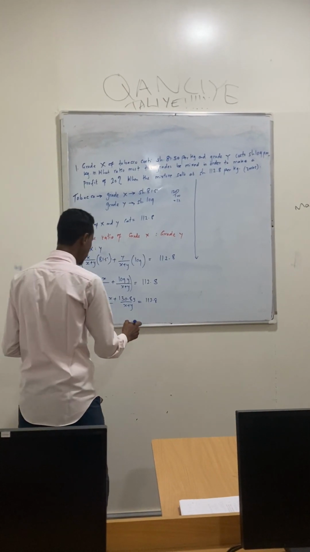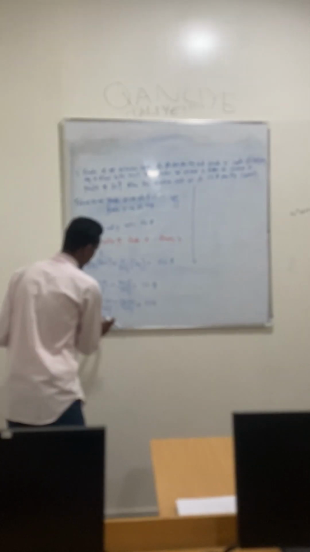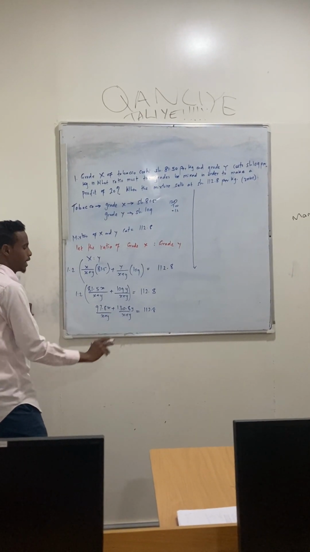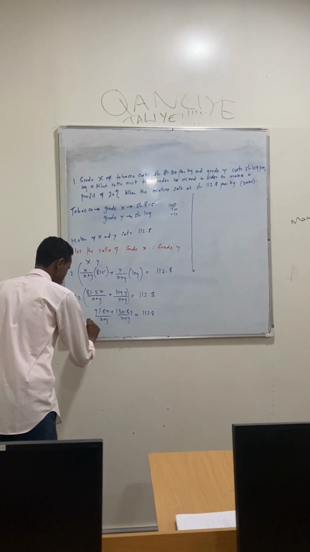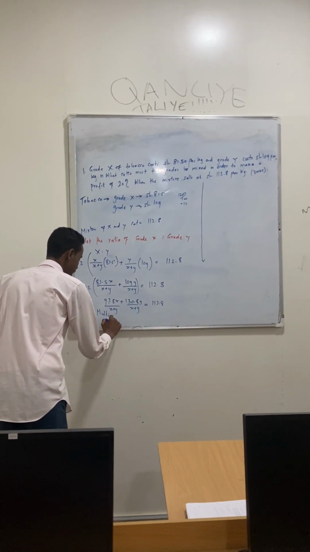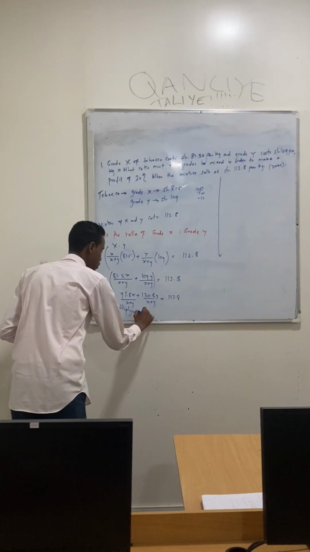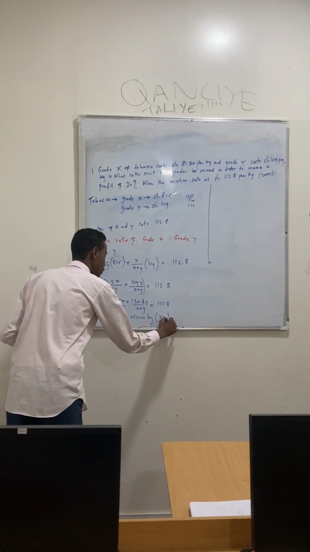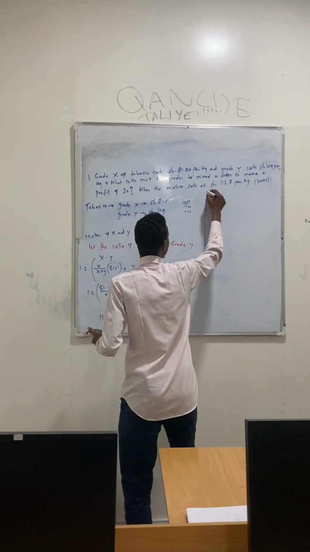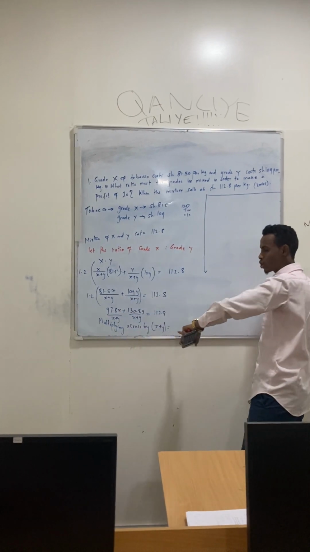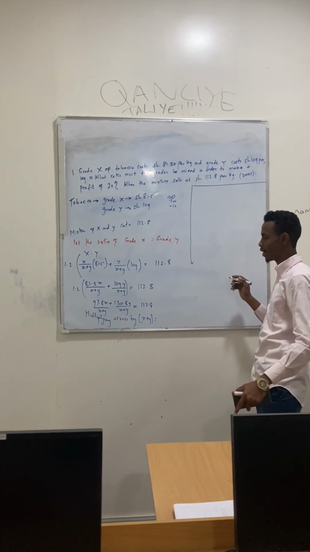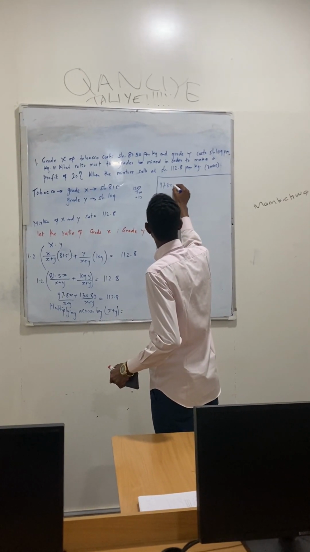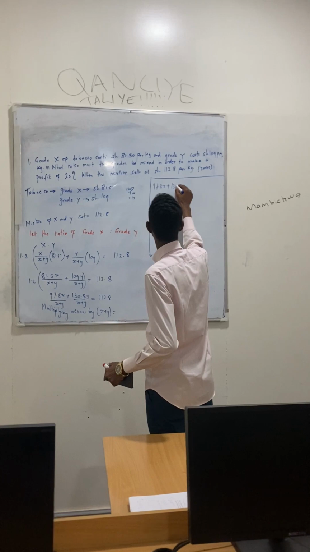Is equal to 112.8. Now this problem, how can we solve it? We have an equal sign. We have a denominator. We just multiply across by the bracket x plus y. When we multiply across by the denominator, in this case x plus y, we are going to get 97.8x plus 130.8y.